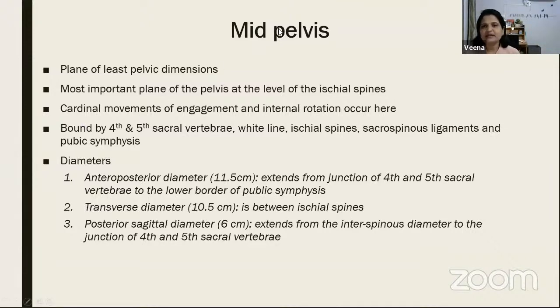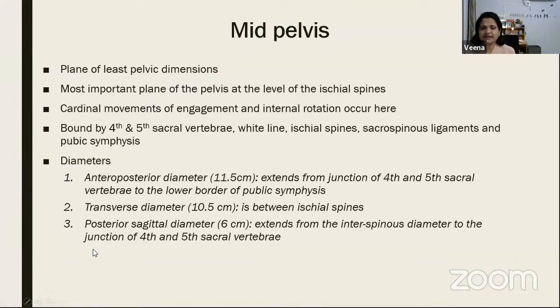Basically the plane of least pelvic dimensions is bound by the fourth and fifth sacral vertebra, the white line, the ischial spine, sacrospinous ligament and pubic symphysis. Basically, it's a plane from the level of the ischial spines to the junction of the fourth and fifth sacral vertebra. It'll overlie the obturator foramen actually. It'll go along the sacrospinous ligament, and then it'll come anteriorly. This is basically the narrowest part of the passage which the passenger has to go through. That's why it's called the plane of least pelvic dimensions.